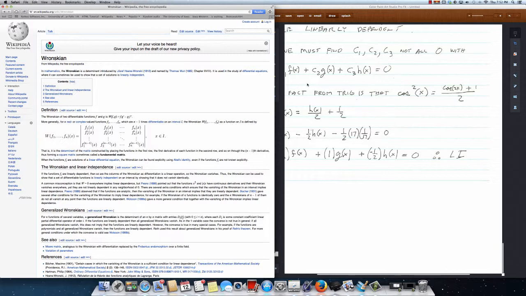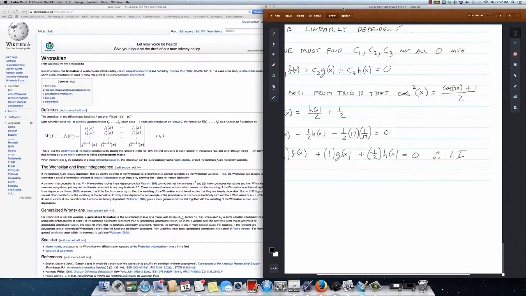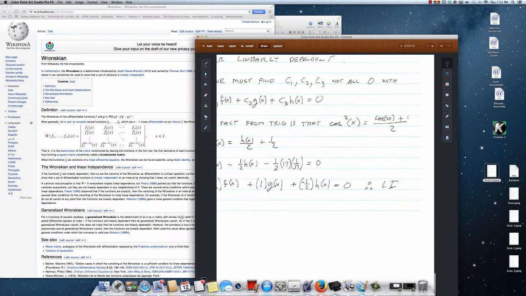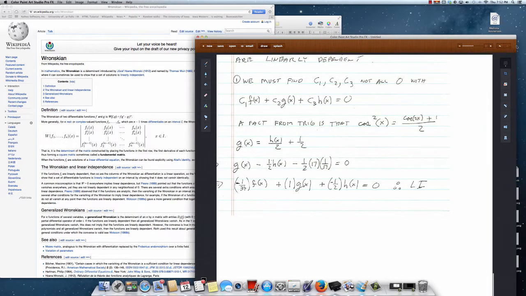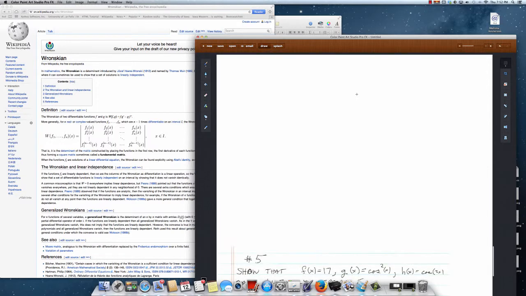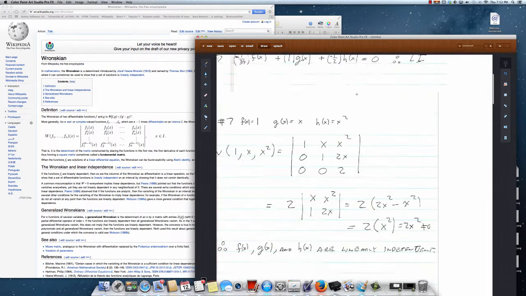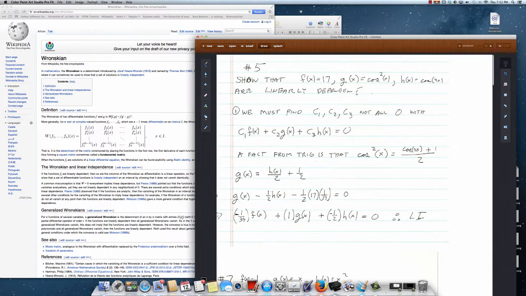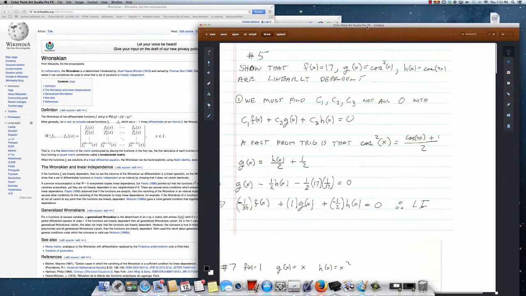So let me do a couple of problems here, and then I'll allude to some of the concepts as I'm doing them. The first one I'm going to do, I'll talk a little bit about the idea again of linear dependence and linear independence. So this is problem number 5 that we're looking at here on the right.